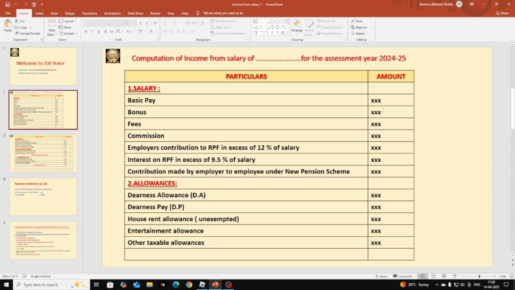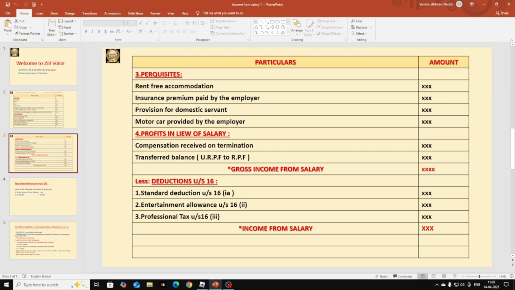Amounts you can record in the amount columns. And next, third one is perquisites. Perquisite means extra benefit that is provided by the employer to employee. So these are nothing but the luxury benefits. Like if employer is giving benefit of house, rent free accommodation to the employee.